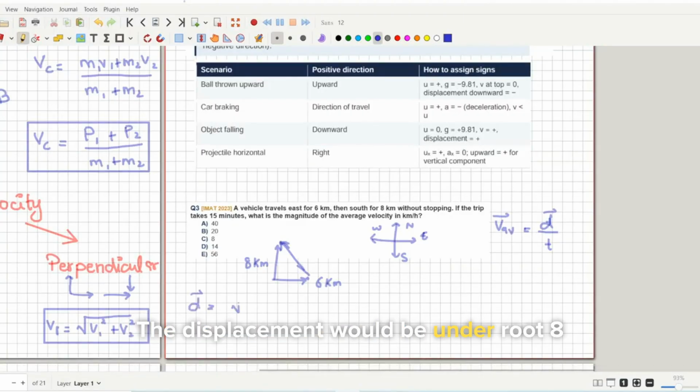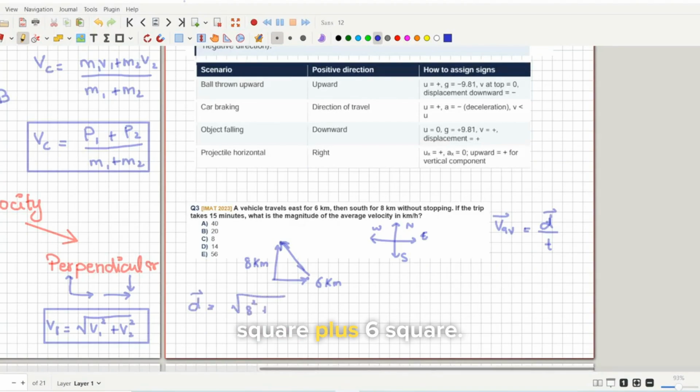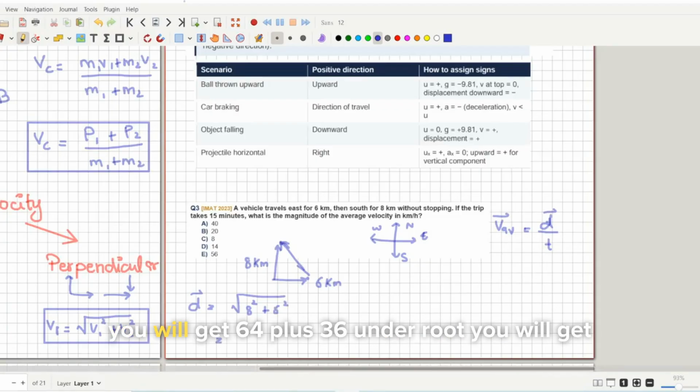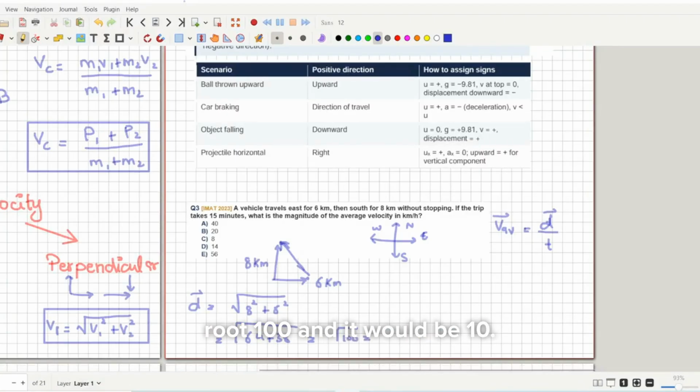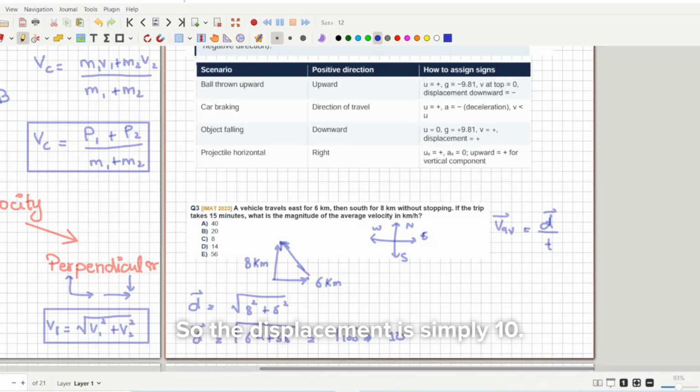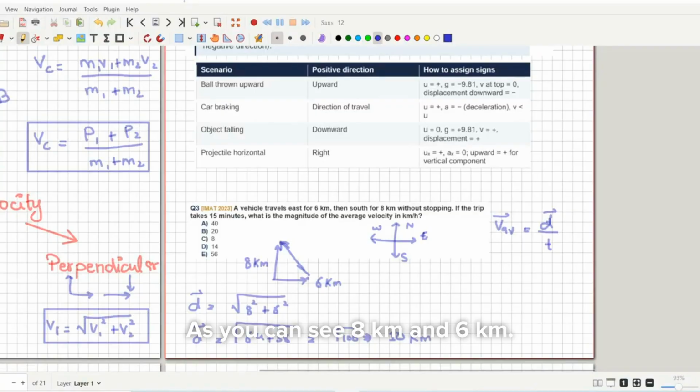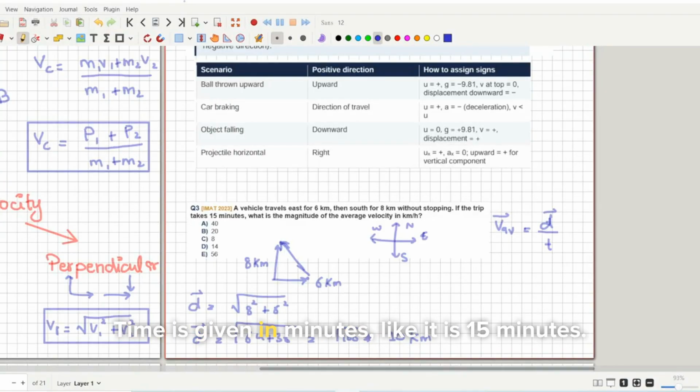The displacement would be under root 8 square plus 6 square. You will get under root 64 plus 36, and when we add both of these, you will get under root 100, and it would be 10. So the displacement is simply 10, in kilometers, as you can see, 8 kilometer and 6 kilometer. What about time? Time is given in minutes, it is 15 minutes. So you have to convert minutes into hours.